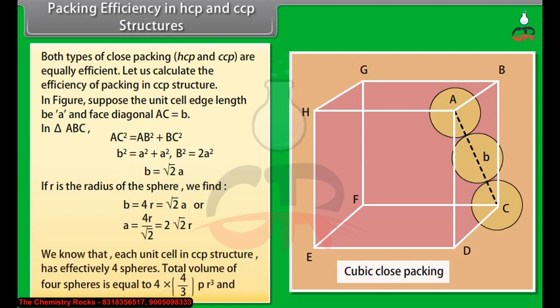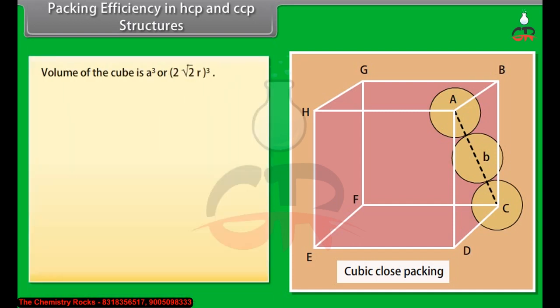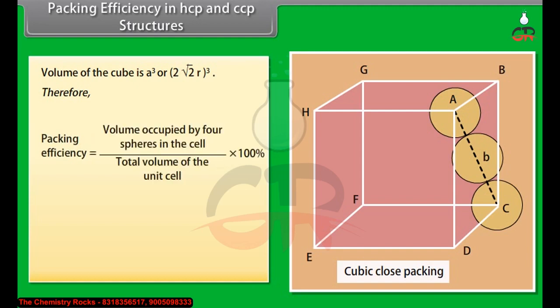We know that each unit cell in CCP structure has effectively 4 spheres. The total volume of 4 spheres is 4 × 4/3 πr³, and the volume of the cube is a³, or (2√2r)³. Therefore, packing efficiency is equal to the volume occupied by 4 spheres in the cell × 100 upon the total volume of the unit cell, which is 4 × 4/3 πr³ × 100 upon (2√2r)³, which is equal to 74%.